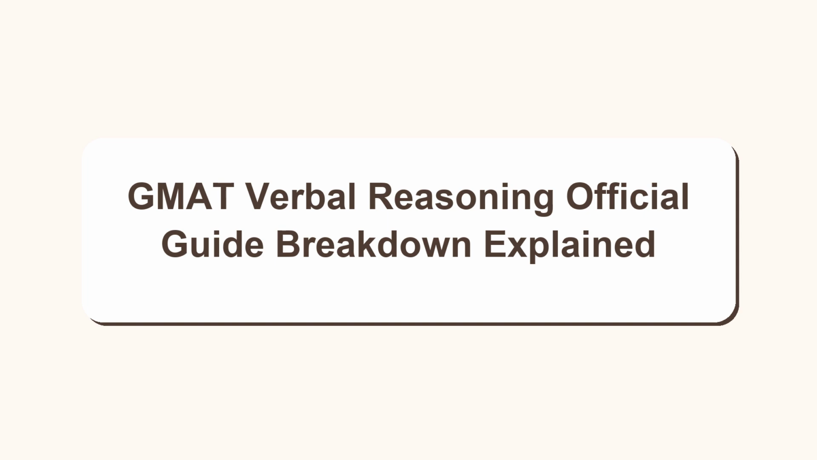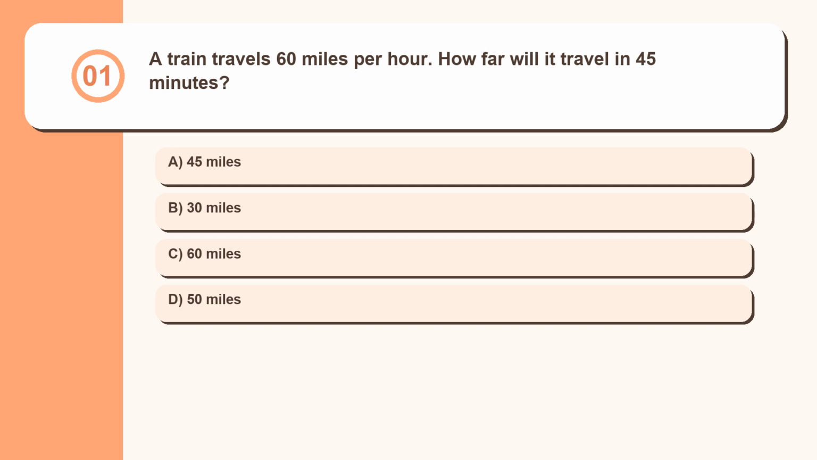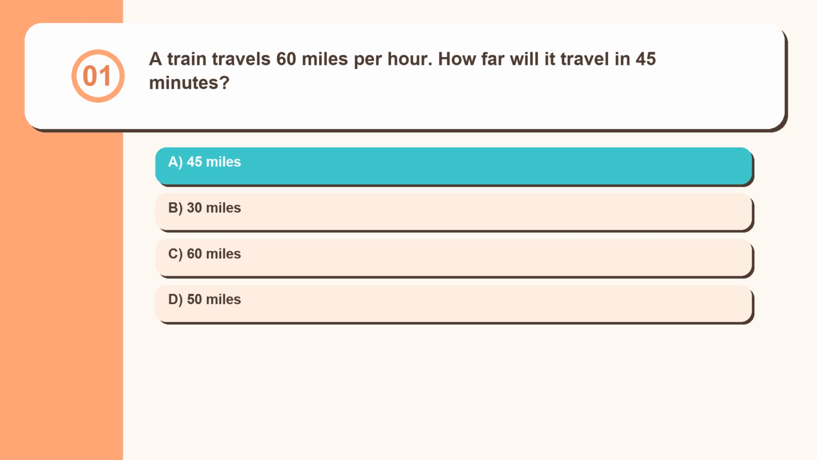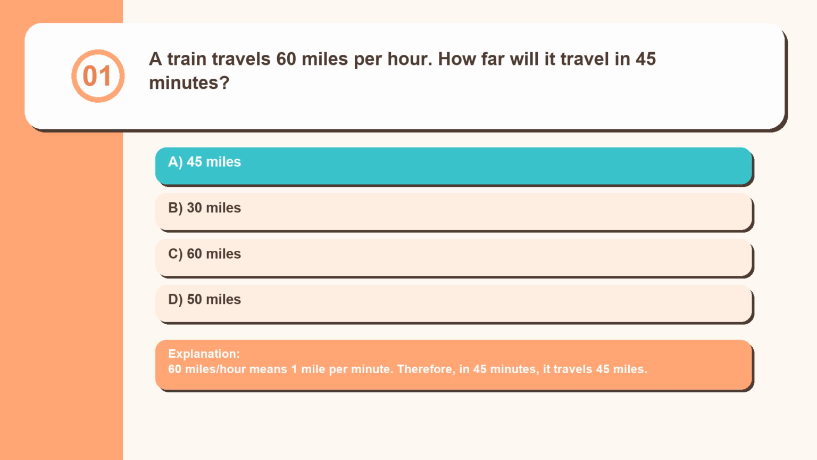GMAT Verbal Reasoning Official Guide Breakdown Explained. Question 1. A train travels 60 miles per hour. How far will it travel in 45 minutes? 45 miles, 30 miles, 60 miles, 50 miles. 60 miles/hour means 1 mile per minute. Therefore, in 45 minutes, it travels 45 miles.